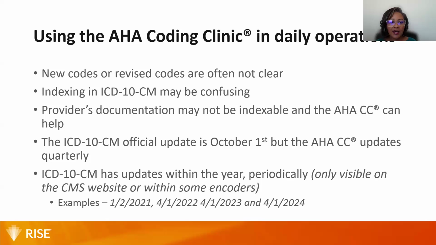We also know that October 1st of every year, the new ICD-10 book becomes available, and you are notified of some of these code changes prior to that. But that's the official magical date, October 1 of every year, where the new code set becomes available. The one great thing about the AHA Coding Clinic is that it is updated quarterly. So there may be items being addressed from the new code set. It could be something from earlier, but the Coding Clinic gives you that additional support all throughout the year.